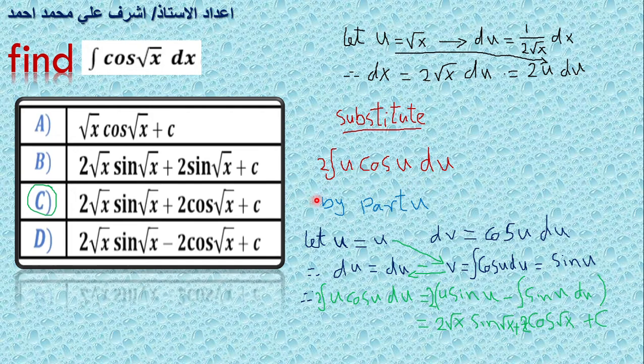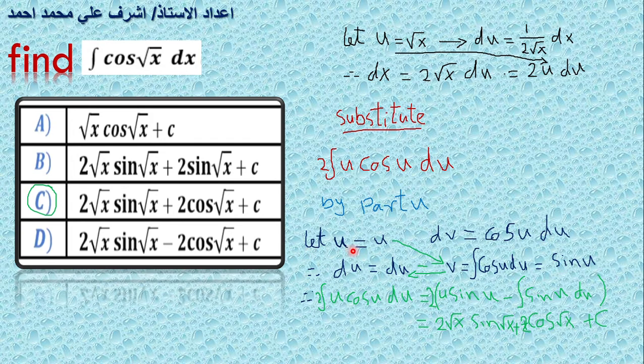Now we will use integration by parts. We suppose u equals u and dv equals cosine u du. So we take the derivative of both sides: du equals du, and the integral of cosine u du is sine u.